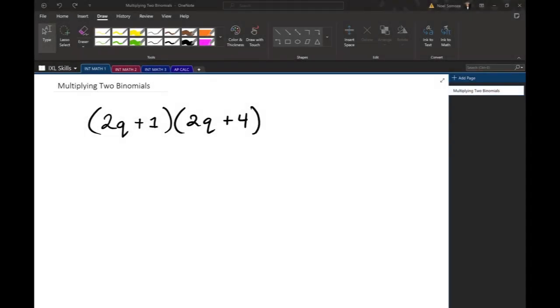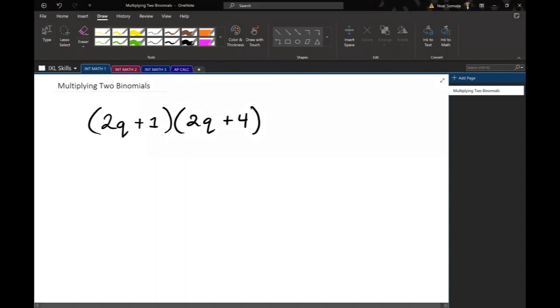Let's take a look at this. We're going to be multiplying two binomials. The reason they're called binomials is because a binomial is a polynomial that has two terms. So think of this as the first term, this would be the second term. This part represents one binomial, and this would be representing another binomial. Since this polynomial only has two parts, this is what multiplying binomial with binomial would represent.